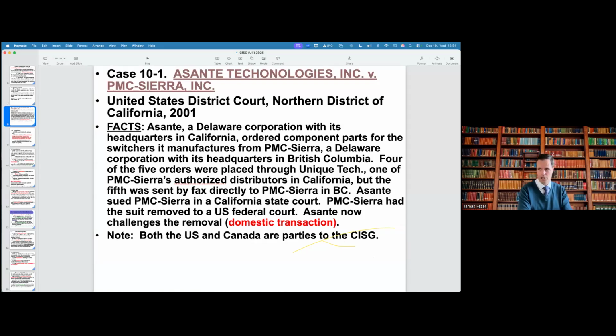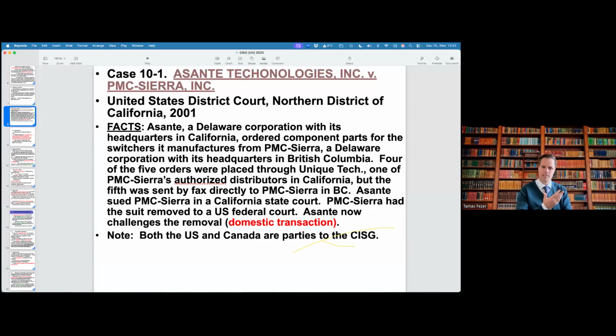It's the Asante Technologies versus PMC Sierra case. Asante was a corporation incorporated in one of the member states of the United States, Delaware, with its headquarters in California. But Asante ordered component parts for the switches it manufactures from PMC Sierra, another business that was originally registered in the United States in Delaware, but having its headquarters in British Columbia, Vancouver, that's another country, Canada. Four of the five orders under this contract were placed through a company called Unique Technologies. It's one of PMC Sierra's authorized distributors, also in California. And only the fifth order was sent directly by fax to PMC Sierra in Canada.